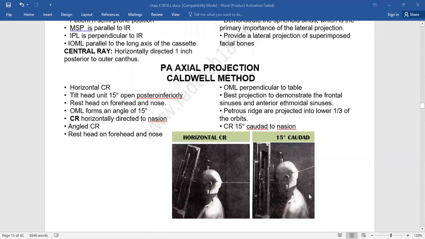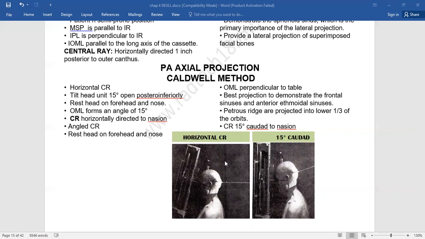Next, sa Caldwell. Caldwell is PA Axial. As you can remember, dun sa ating discussion sa skull series, may Caldwell din. So, pareho lang siya actually. So, 0 degrees and 15 degrees. Horizontal central ray, tilt the head unit 15 degrees to open postero-inferiorly. Rest head on forehead and nose, as you can see dun sa picture. So, yung part ng face na nakadikit sa IR is the forehead and nose. The OML forms an angle of 15 degrees.